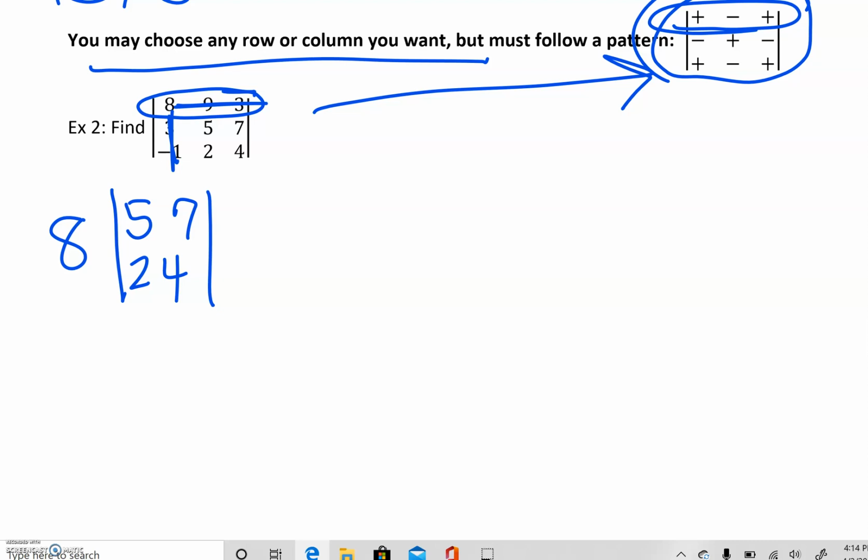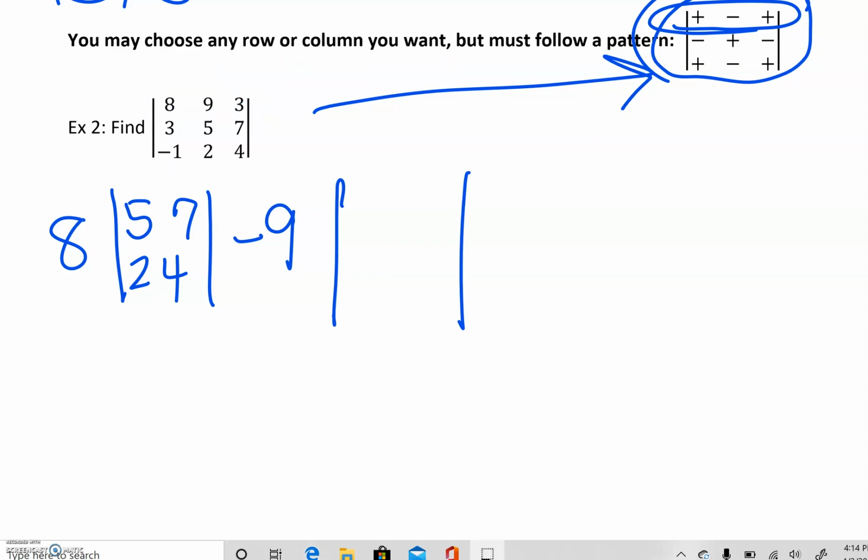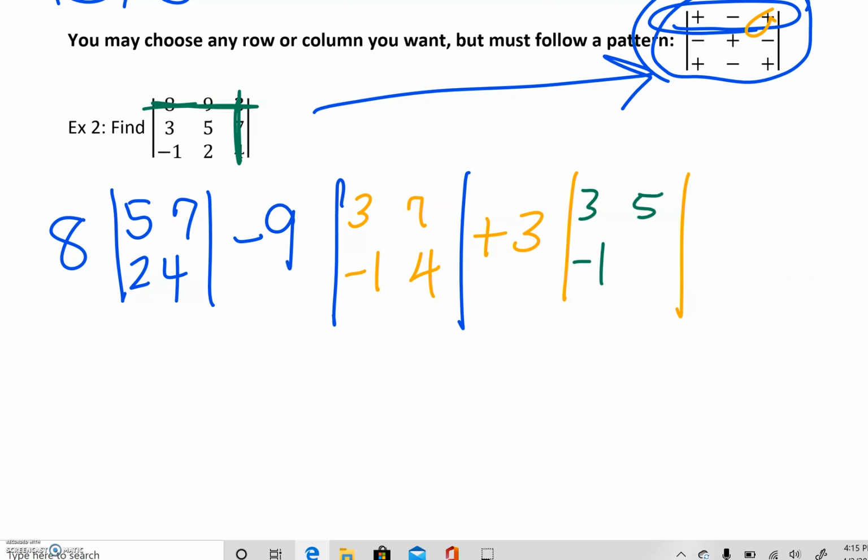Then my next number would be the 9, because that's the second number in the row that I chose, and it's going to be a negative 9 according to the pattern from the top. And then what goes with the 9? Let me do a little bit of erasing here. All right, so here's my 9. I'd mark out those things that go with the 9. I'd be left with a 3, 7, negative 1, and 4. And then the last number in the first row is 3, and it's going to be positive. So we have plus 3, and then what goes with it? With the 3, I would have left a 3, a 5, a negative 1, and a 2.